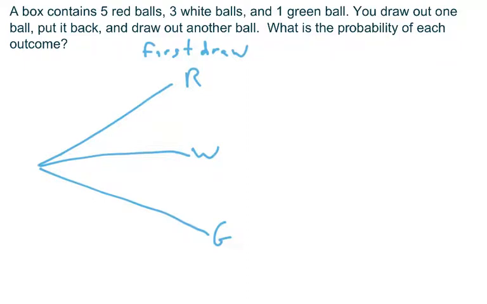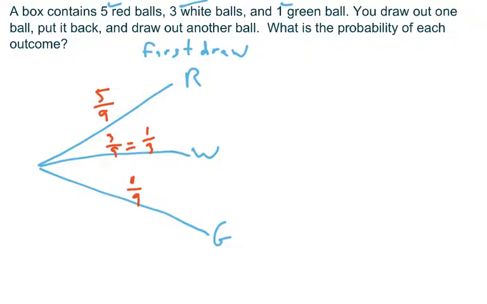Now let's think about this. If we have 5 red balls, 3 white balls, and 1 green ball, 5 plus 3 is 8, plus 1 is 9. So there's a total of 9 balls. If 5 of them are red, then the probability of drawing a red ball would be 5 out of 9, 5/9. The probability of drawing a white would be 3 out of 9, 3/9. And in general, it's probably best to simplify the fractions as you go. So 3/9 reduces to 1/3. And finally, the probability of drawing a green ball is 1 out of 9, 1/9. So I'm going to write the probability of drawing a green ball right here.